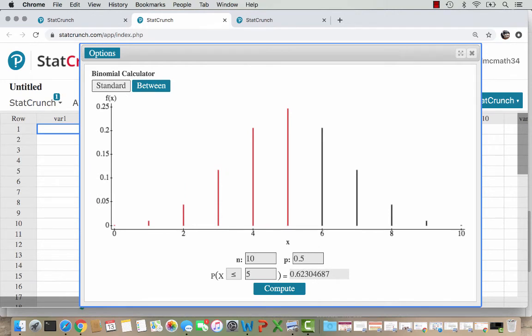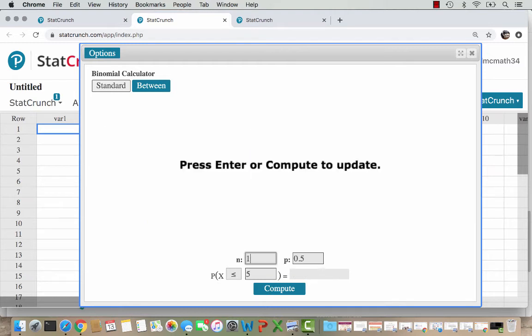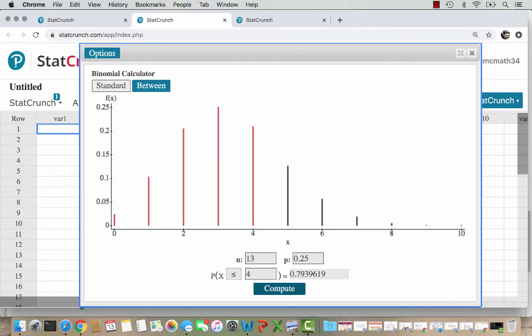And so we need to adjust our settings. We're assuming there's 13 cards to each of these 4 players, so we're going to say n equals 13. And then we're going to say the probability of hearts is 0.25. Then we want to calculate the probability that a player is dealt at most 4 hearts cards. So that's the probability that x is less than or equal to 4, where we're saying x is a heart card. And if we hit compute, StatCrunch draws us the distribution.